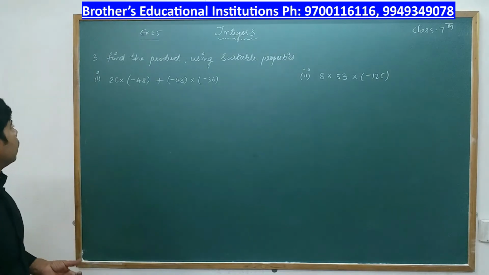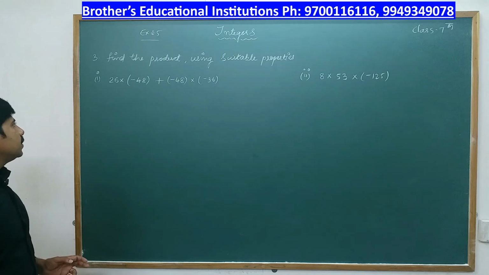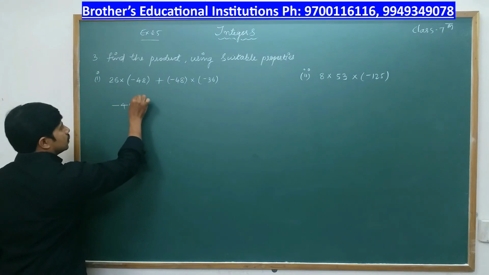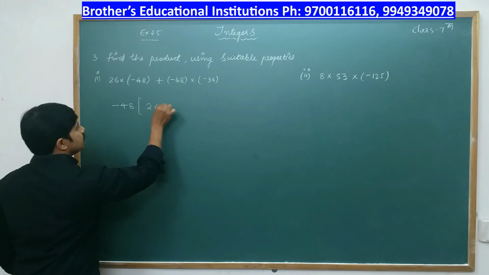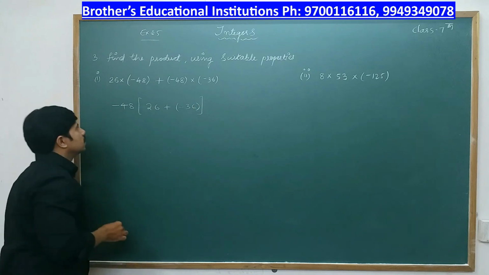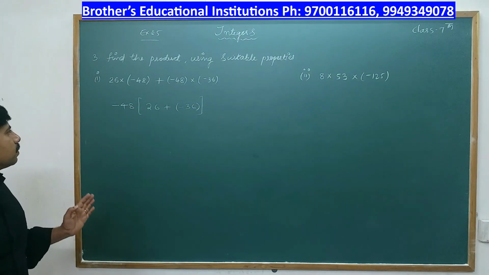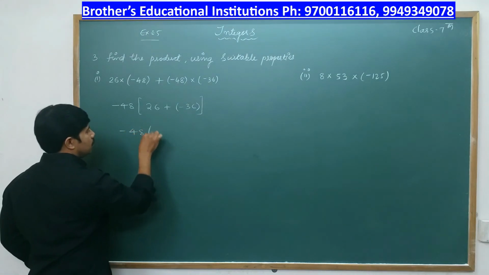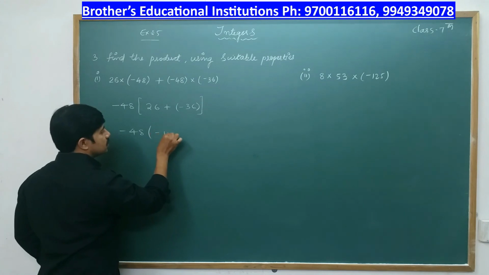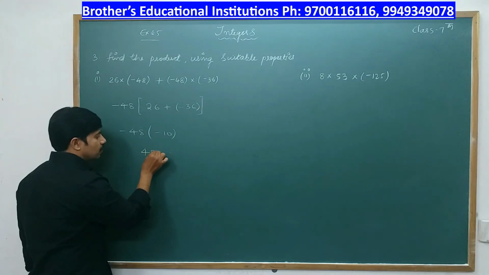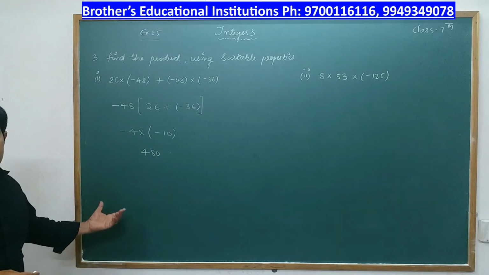Next problem. Find the product using suitable properties. 26 into minus 48 plus of minus 48 into minus 36. Here we take minus 48 as the common term. Then we get 26 plus of minus 36. So I took minus 48 common, so we get 26 plus of minus 36. So it is minus 48 into (26 minus 36), which is minus 10. So 48 into 10 is 480. So this is completed.